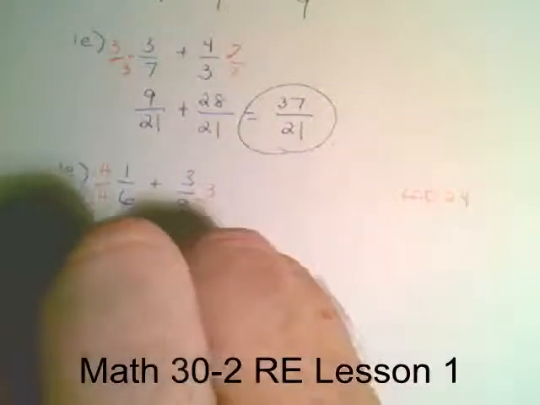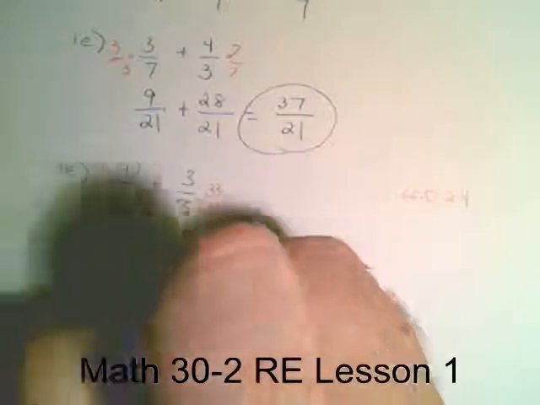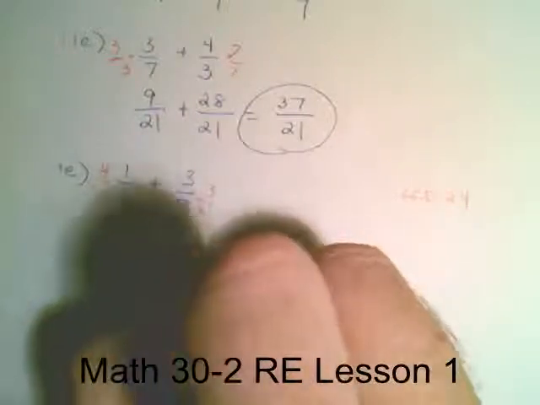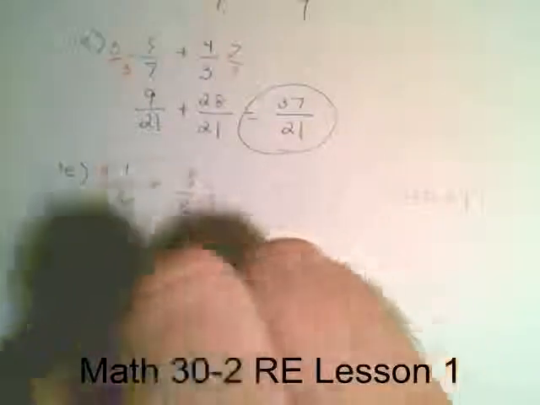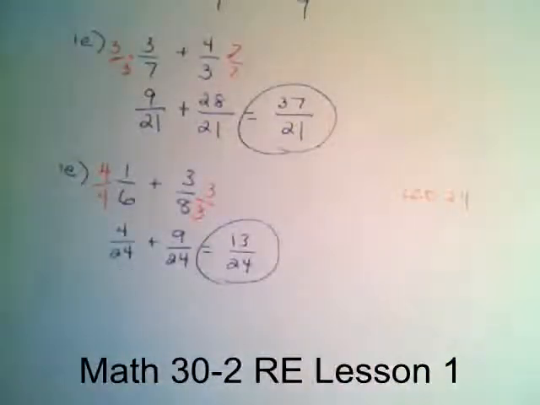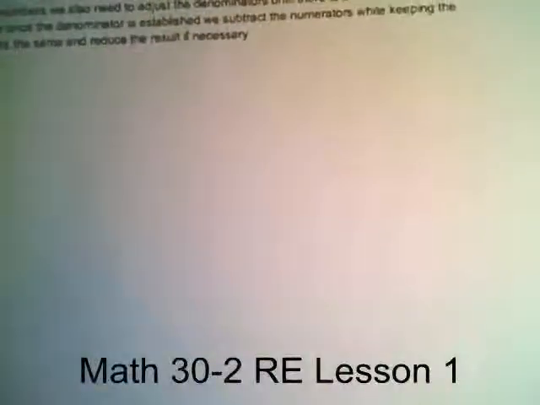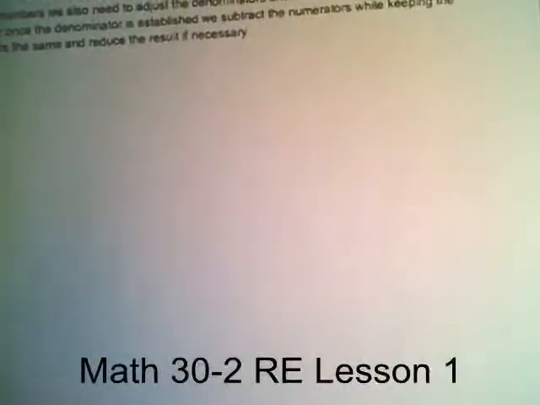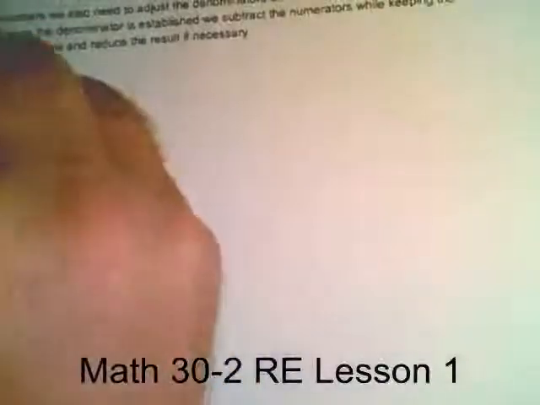If I make them both 24, I'm just going to put that over here. LCD is 24. I'm trying to make this 24. So to do that, I'm going to multiply by 4. Whatever I do to the bottom, I got to do to the top. To make this one 24, I'm going to multiply by 3. Whatever I do to the bottom, I have to do to the top. What I'm going to end with is 4/24 plus 9/24. Now I can add the numerators. 4 plus 9 is 13. 24ths. I reduce if necessary. I don't have to reduce this one. So all is said and done.